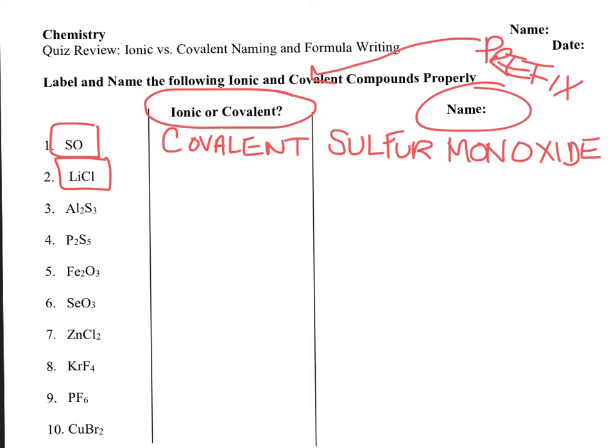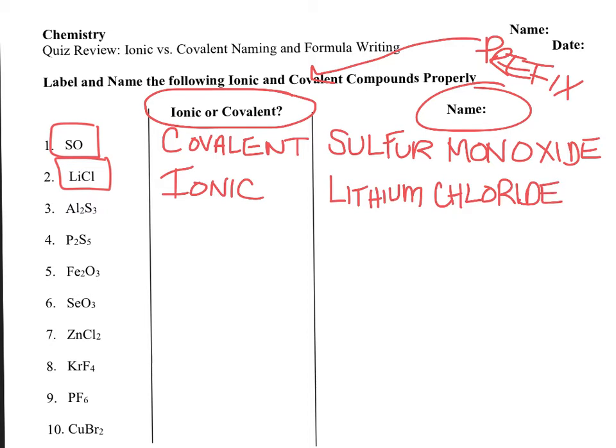Number two has lithium and chlorine. Lithium is a metal, since it's on the left side of the periodic table. So if there's a metal and a nonmetal, we know that this is ionic. And if it's ionic, we do not use prefixes, we just use the ion names. So if you look on the ion sheet that we have, lithium is just called the lithium ion, so we just name it lithium. And chlorine turns to what we call the chloride ion, so it just becomes chloride. Again, look on your ion sheet to verify that, but we'll just call it lithium chloride. Notice we didn't call it lithium monochloride. We never use prefixes when we use ionic compounds.